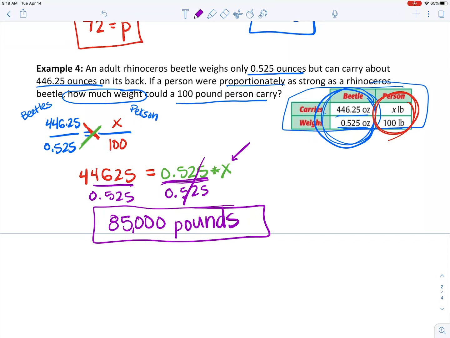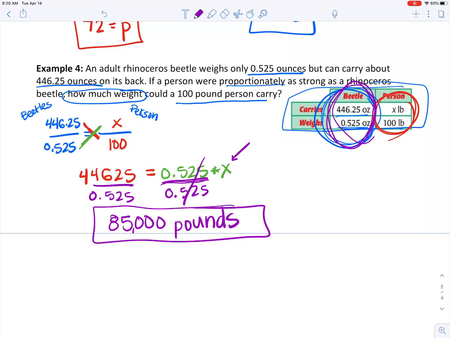Okay, so we need to double check, did we answer the question? How much weight could a 100-pound person carry? The person could carry 85,000 pounds. Now, I hope you think about this for a second. Is that realistic? Definitely not. There's no way that a person can carry 85,000 pounds.